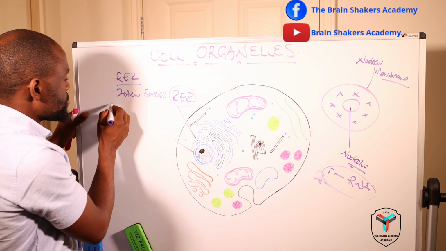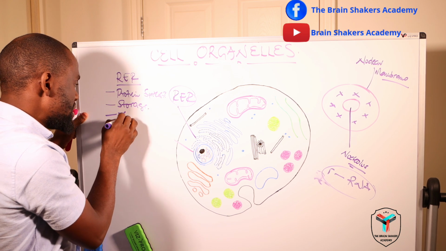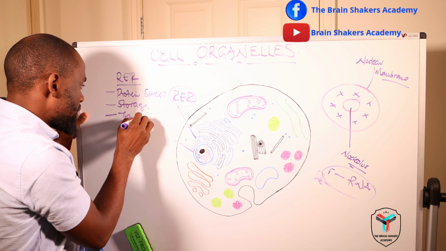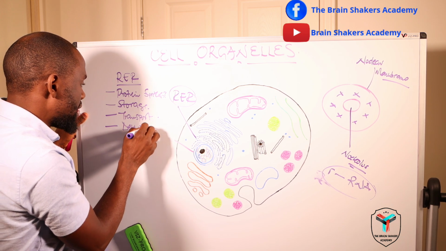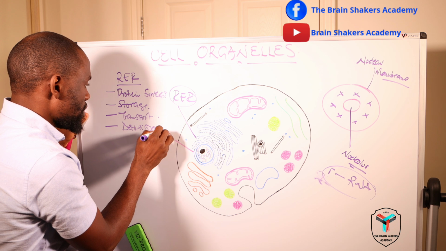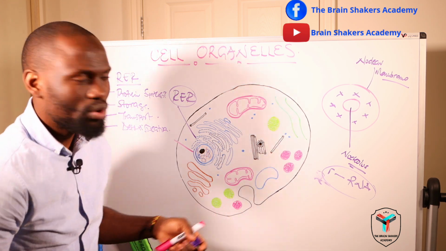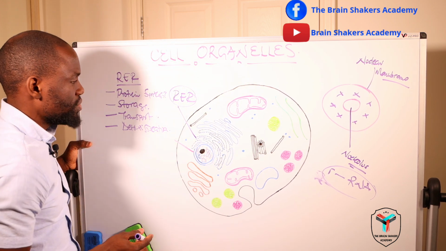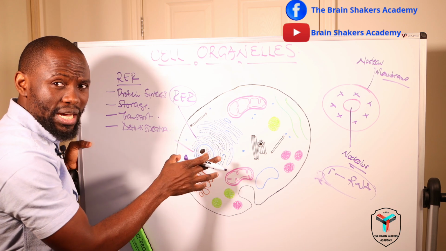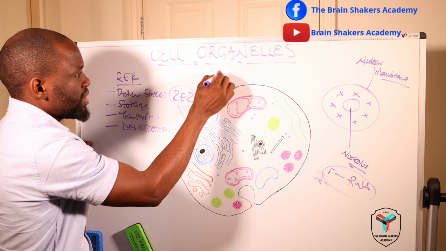It will also be used as storage, and as transport media or channels, and it plays a key role in detoxification. So it plays a key role in the detoxification of drugs, alcohol, and other toxins that enter into the cell. Similar functionality also happens with the smooth endoplasmic reticulum.